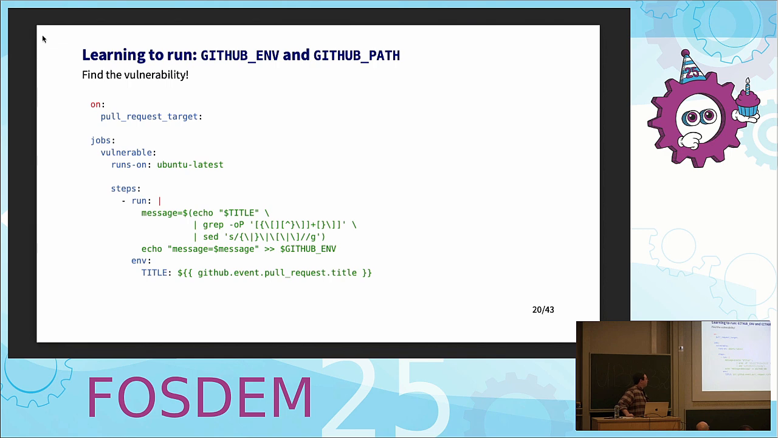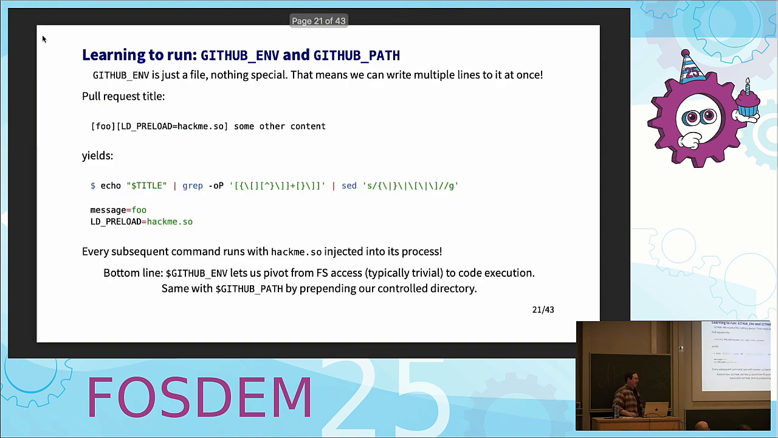Okay, getting a little bit more interesting. Anybody see the bug in this one? You'll notice that we are no longer doing environment expression injection. We're now forwarding via an environment variable. So there's no more injection vulnerability there. Okay. Like I said, GITHUB_ENV is one of those special variables. It's a file, but it's just a file, nothing special. However, we can write multiple lines to it at once.